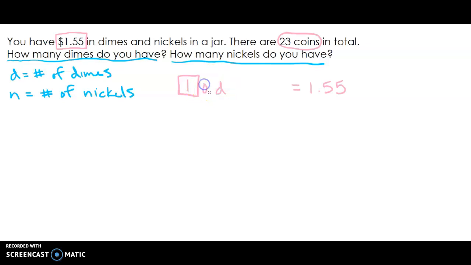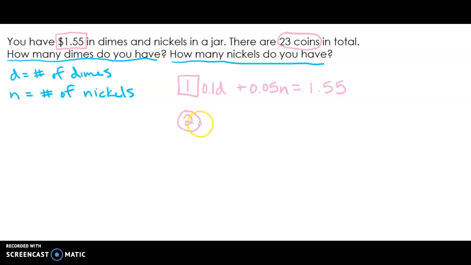We know that dimes are worth 10 cents. And when we multiply 10 cents times our number of dimes, that's going to give us the total value that our dimes are adding to our total collection of coins in our jar, which is 155. Same thing, a nickel's worth 5 cents. And so 0.05 times n is going to give us the total value that our nickels are adding. And so that's our first equation. I love it. Moving on to the second equation.